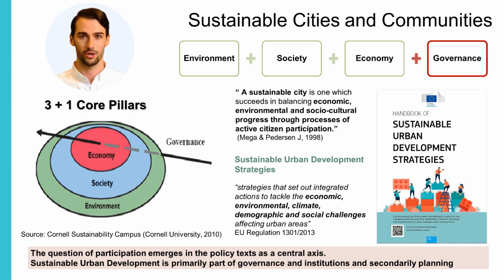Described by Vula Mega and John Pedersen in 1998, a sustainable city balances economic, environmental, and socio-cultural progress with active citizen participation. Globally, sustainable urban development goals are reinforced by UN Human Settlement Conferences, including Habitat 1 in Vancouver 1976, Habitat 2 in Istanbul 1996, a city-focused conference in New York 2001, and Habitat 3 in Quito 2016, which adopted the new urban agenda. In the European Union, sustainable urban development is a long-standing goal, solidified by the European Parliament's Regulation 1301 from 2013, Article 7, supporting integrated strategies to address urban challenges and promote urban-rural connections.